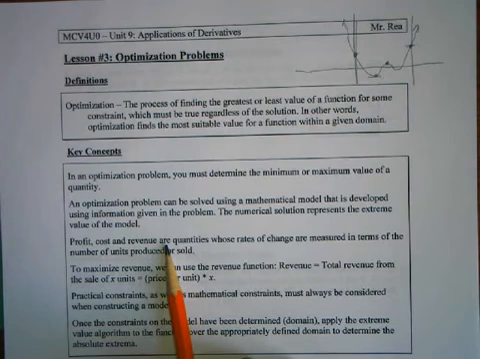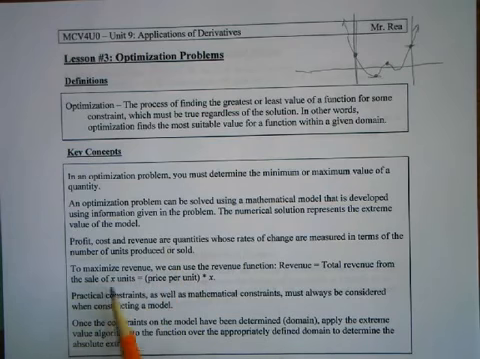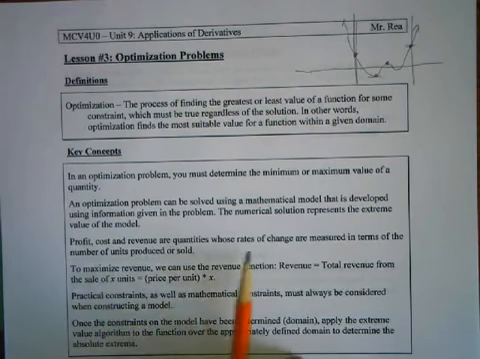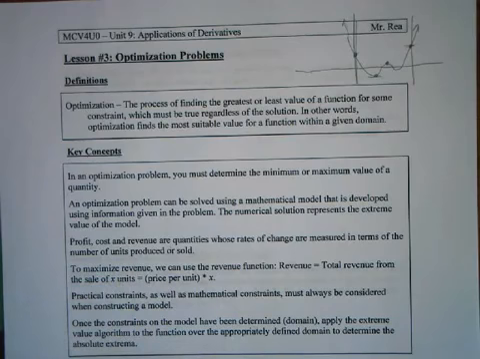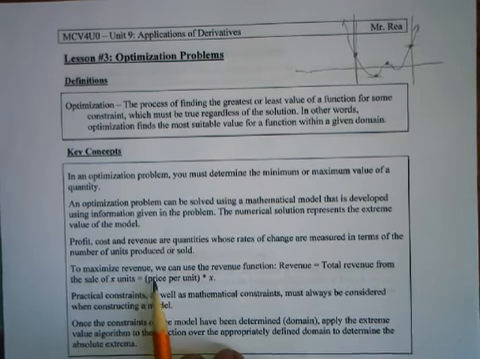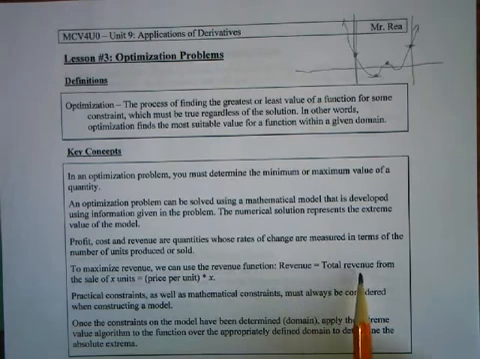So if you're trying to optimize volume, obviously your starting equation will be a volume equation, or if it's an area optimization, or if it's a revenue optimization, you'll create that equation and then we'll work from there. So we've got profit, cost, and revenue, or quantities whose rates of change are measured in terms of the number of units produced or sold. To maximize revenue, this is straight from grade 10, we can use the revenue function. Revenue equals total revenue from the sale of x units, which is the price times the number sold.